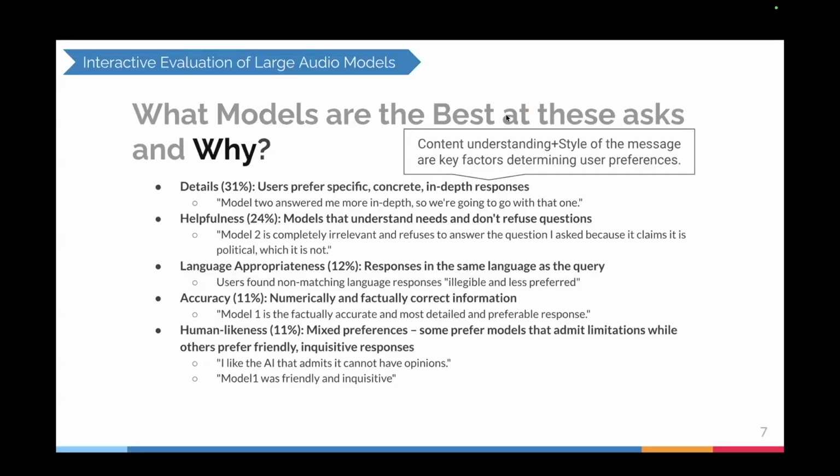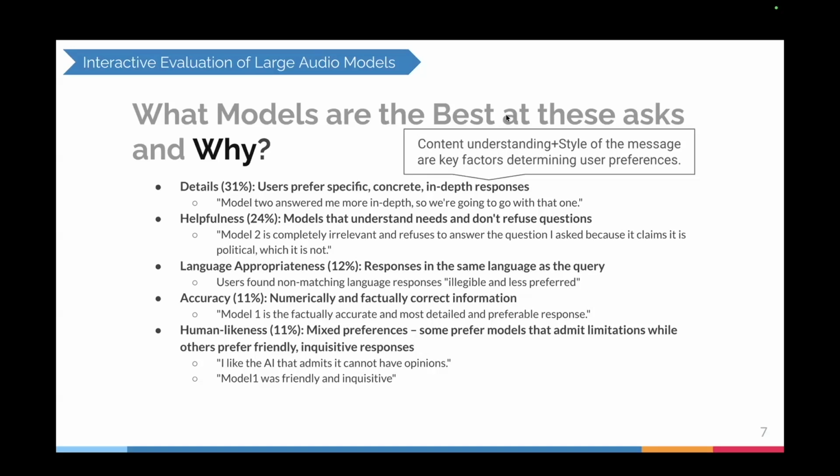To better understand the reasons behind these preferences, we manually analyze 100 user explanations. From this, we identify 5 main reasons. First, the level of detail in responses is the most common reason, mentioned by about 1/3 of users. People generally prefer models that give specific, concrete, and in-depth answers.